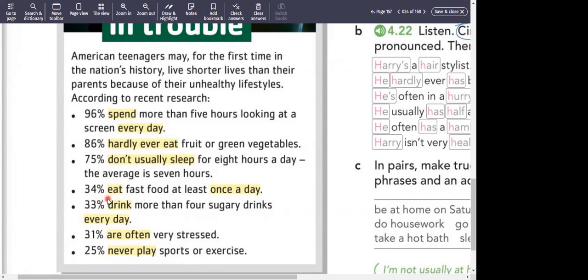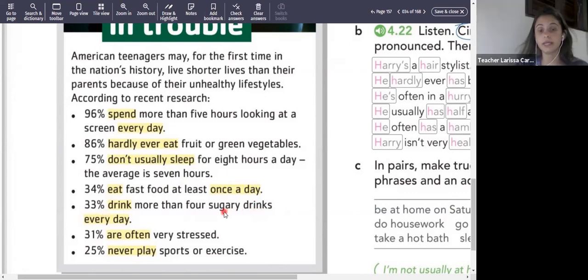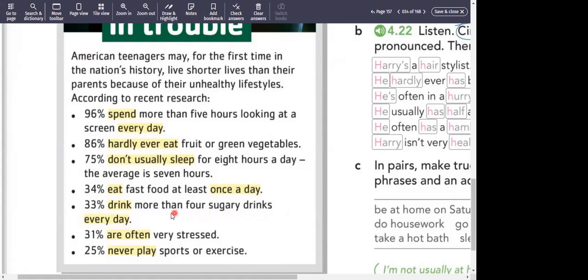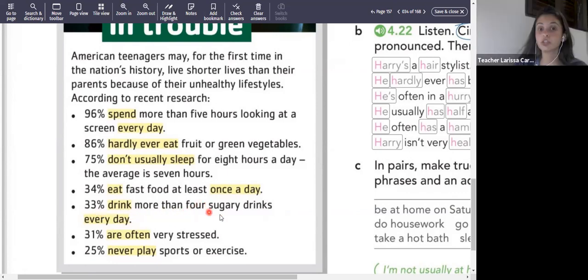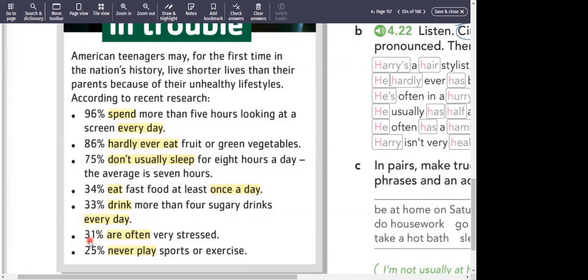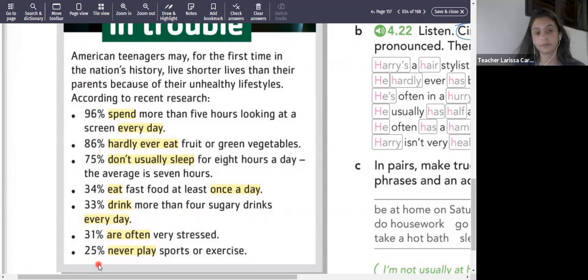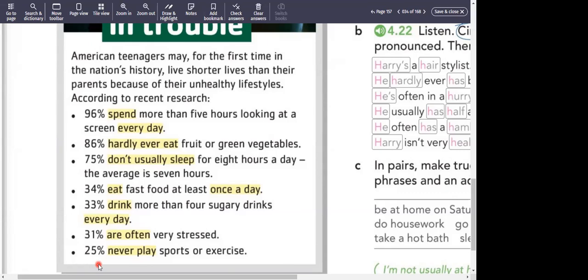34% eat fast food at least once a day. Okay, at least once a day. Next one. 33% drink more than 4 sugary drinks every day. Ué, sugary, porque tem 2 drinks. Ah, entendi. Eu entendi que um é verbo. Sugary drinks, for example, soda, Coke. 31% were often very stressed. 25% never play sport or exercise.